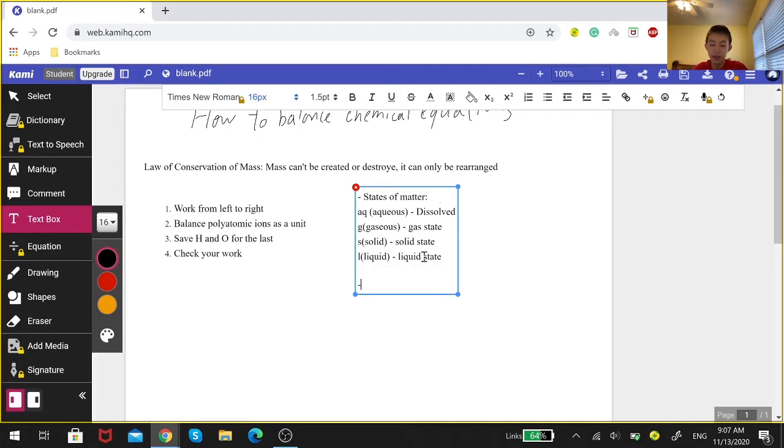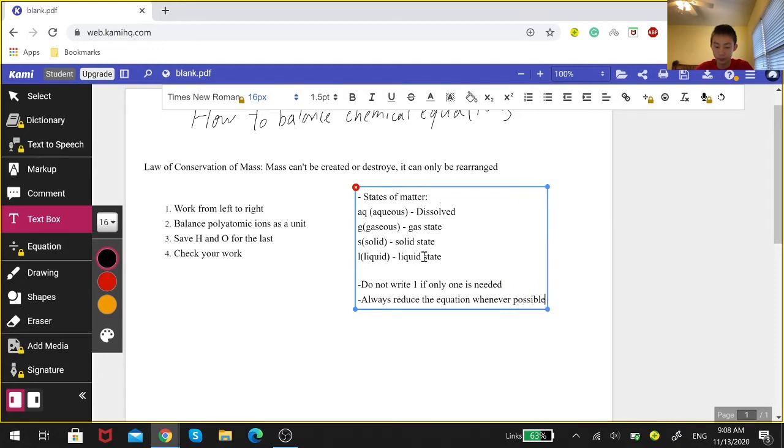When balancing chemical equations, don't write a 1. Do not write a 1 if there's no coefficient needed, if only 1 is needed. Always reduce the equation whenever possible. And the arrow means yield.